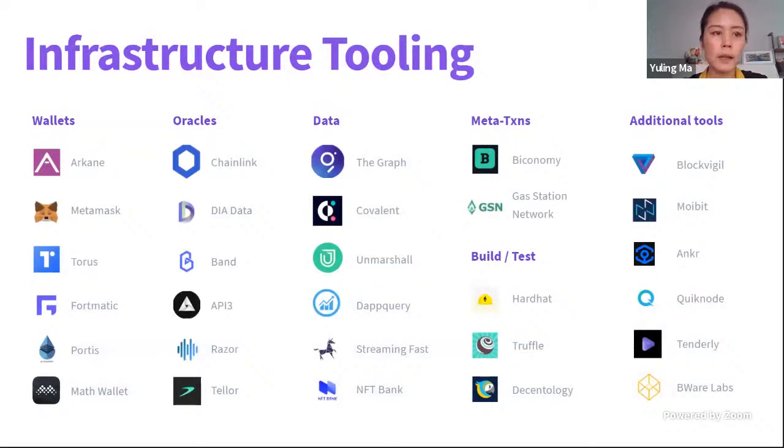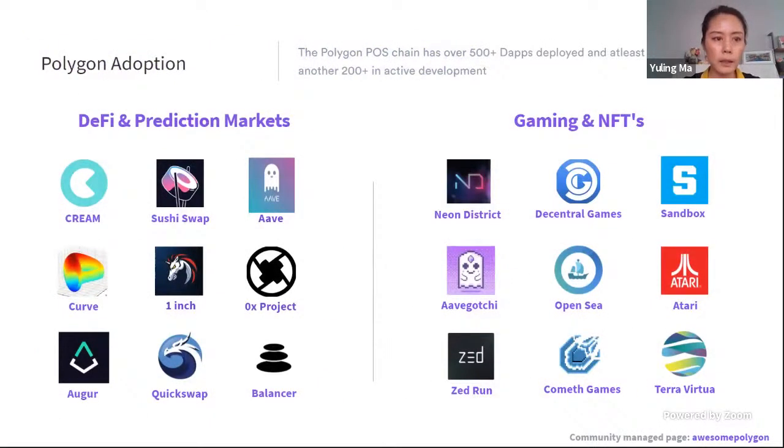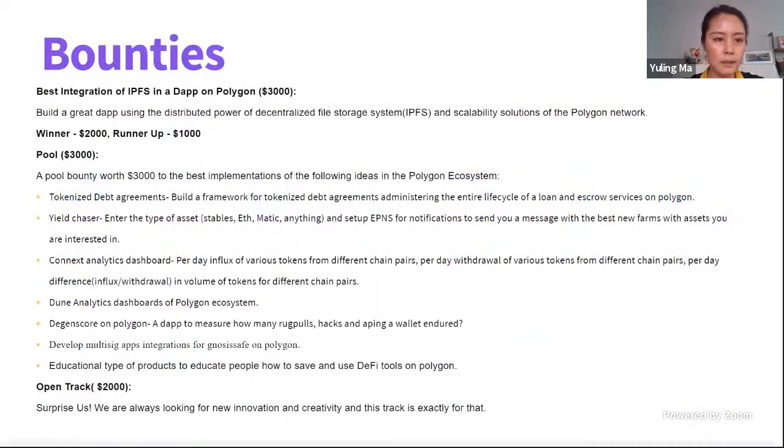So then those are different infrastructure toolings that you probably currently use with Ethereum, and those are all available for you to use the same way on Polygon as well. Those are currently Polygon adoptions. So then we see a huge list. If you just check out awesomepolygon.com, you will be able to see a very impressive list of different DeFi dApps, gaming dApps, NFTs, and also different tools that currently support Polygon, and the list just goes on.